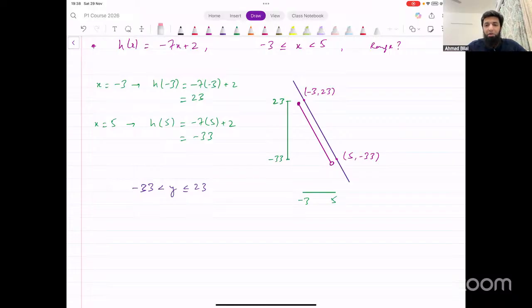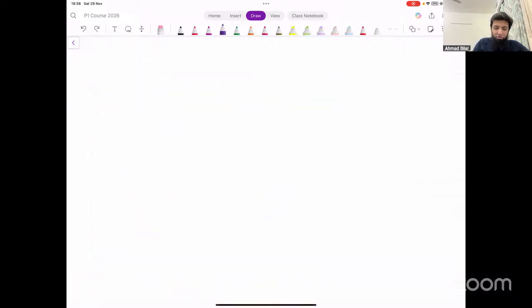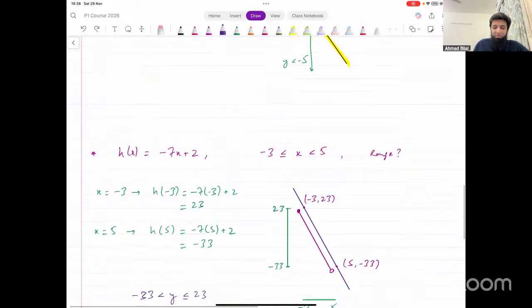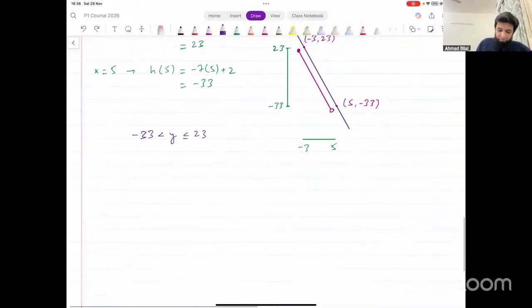Okay. So this is how we find range of functions. Now, you could write the range in terms of y here. You could also write the range in terms of the function notation. You could say, for instance, in this case, the range of the function is h of x between negative 33 and 23. That's also fine, right? So both of them are acceptable.